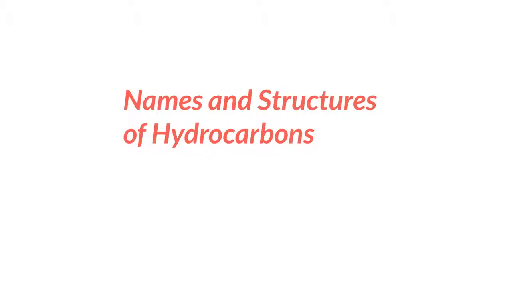If you know the name of a hydrocarbon, you can draw its structure, or if you know the structure, you can determine its name. Here's an example, pent-2-ene. So the first thing we want to look for in the name is the root. So that's right here, pent. So remember what pent means. It means there's 5 carbons in the parent chain.